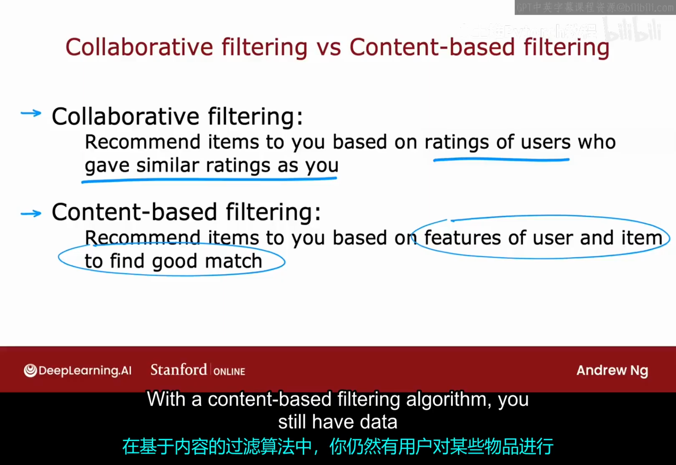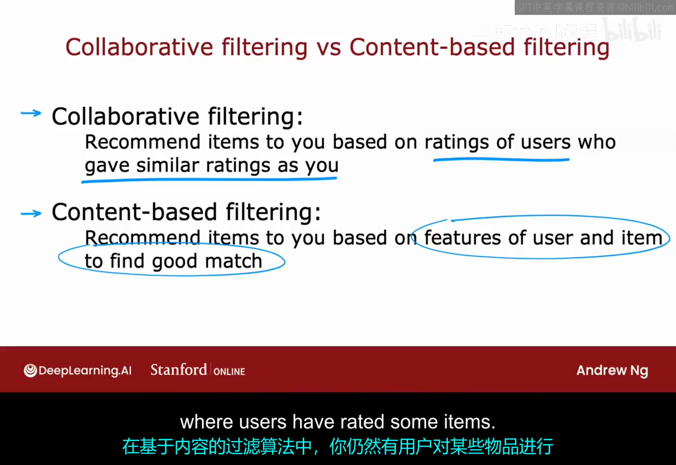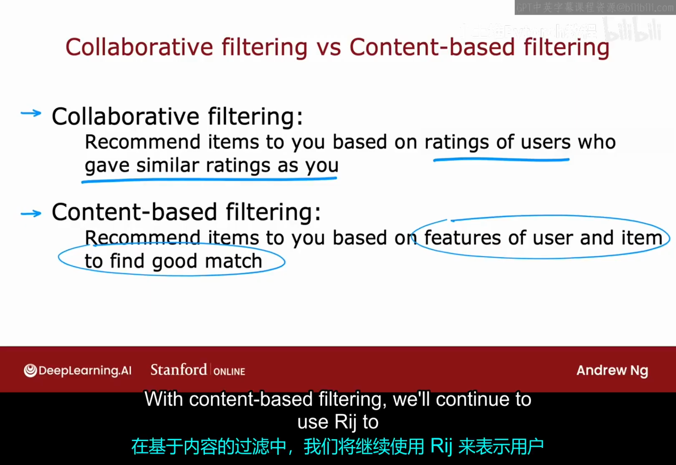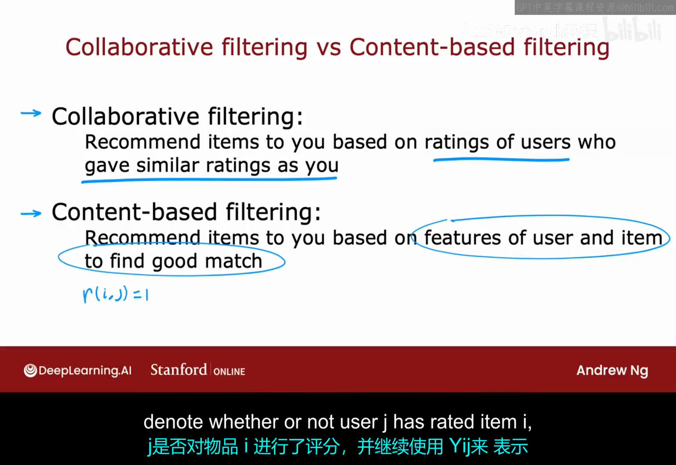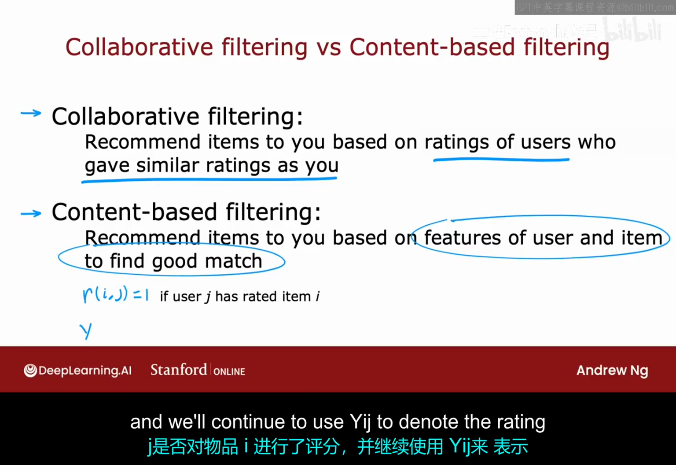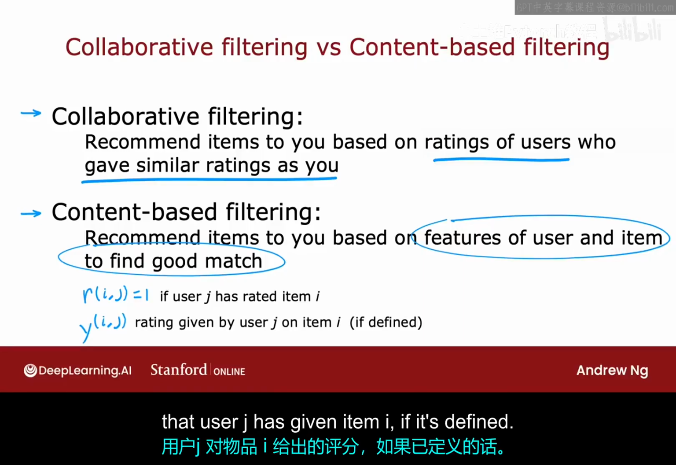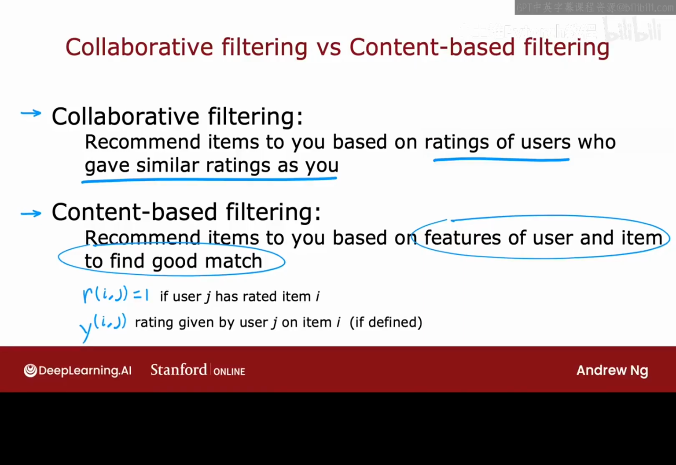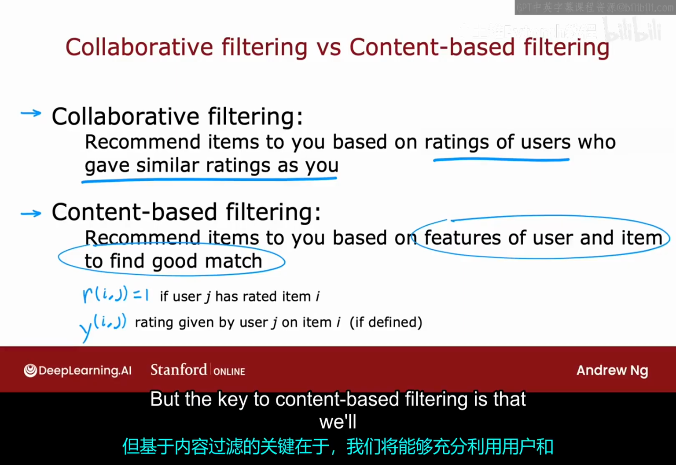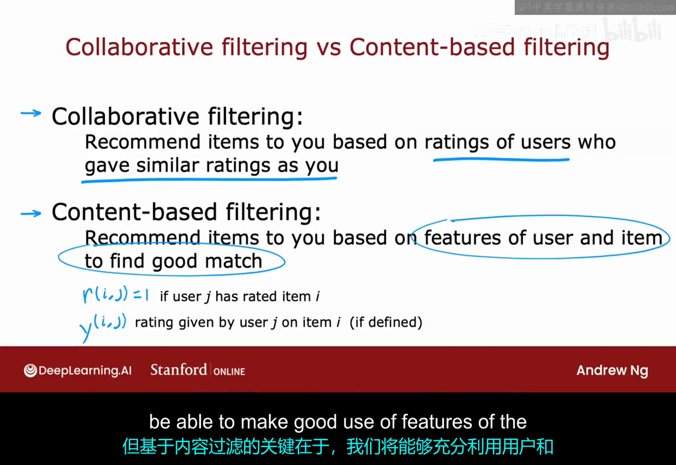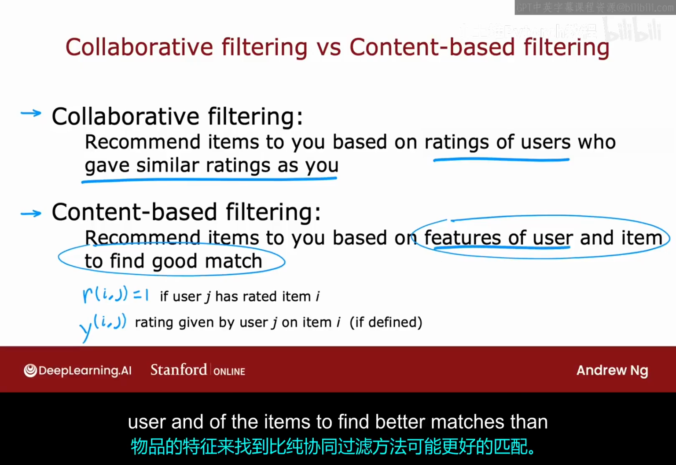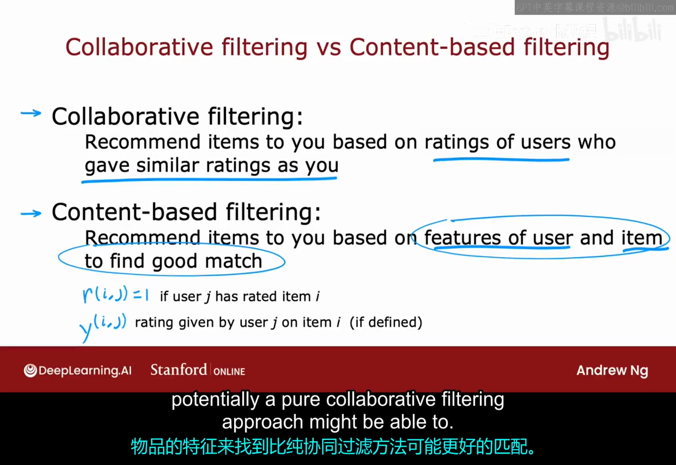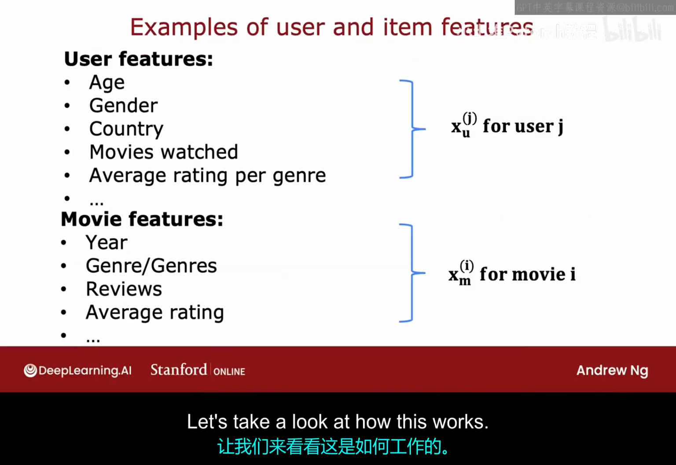With a content-based filtering algorithm, you still have data where users have rated some items. So with content-based filtering, we'll continue to use Rij to denote whether or not user j has rated item i, and we'll continue to use Yij to denote the rating that user j has given item i, if it's defined. But the key to content-based filtering is that we'll be able to make good use of features of the user and of the items to find better matches than potentially a pure collaborative filtering approach might be able to. Let's take a look at how this works.